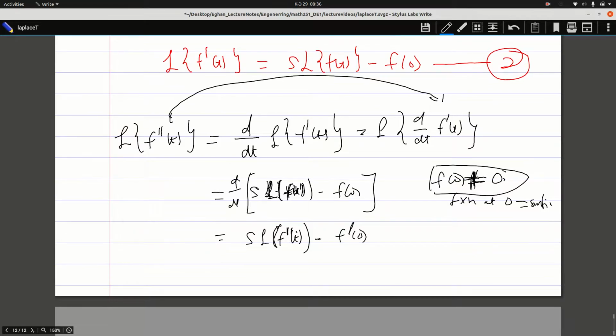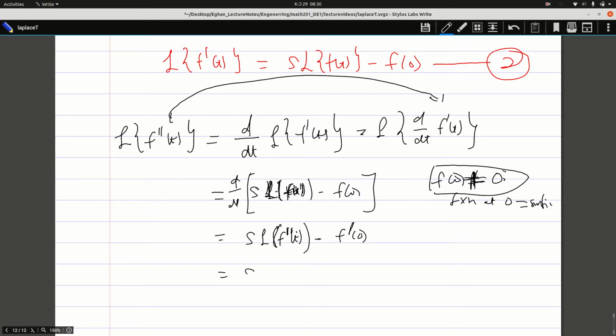Now we've already found this, which is equation 2. So by substitution, I have it as that: the Laplace of f of t minus f at 0. Then I have my last term coming here as f prime at 0.